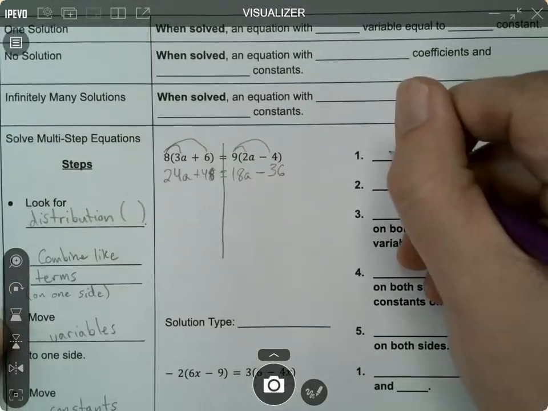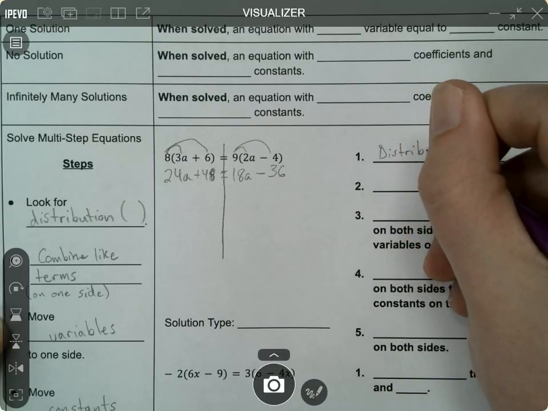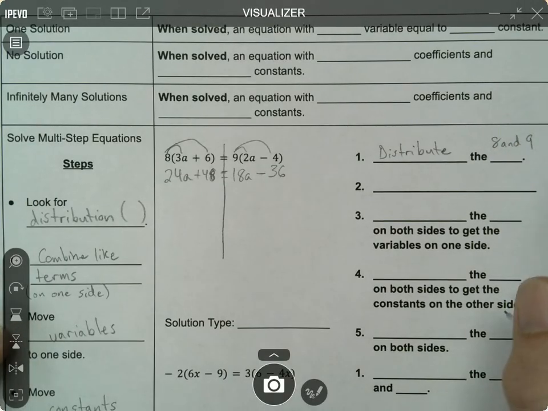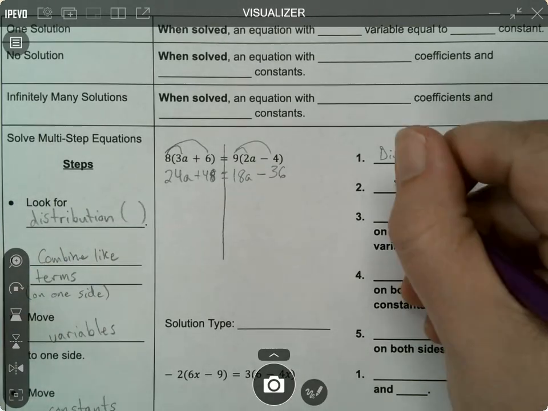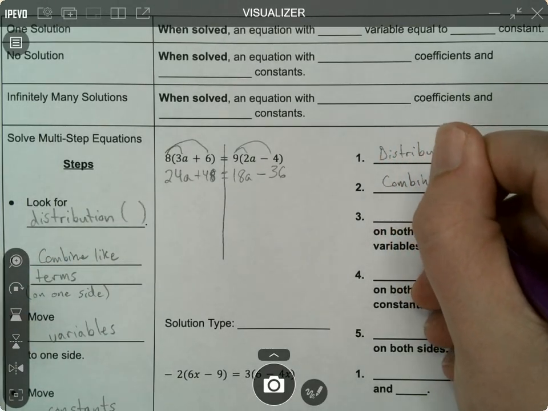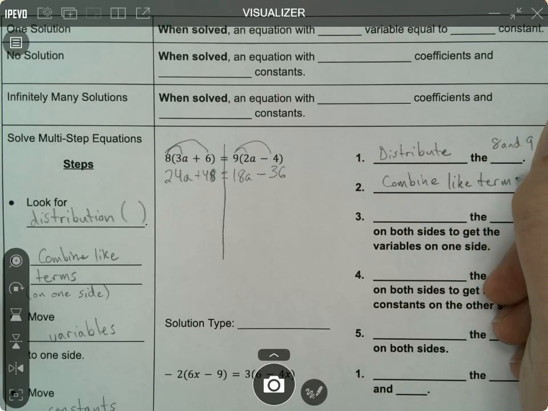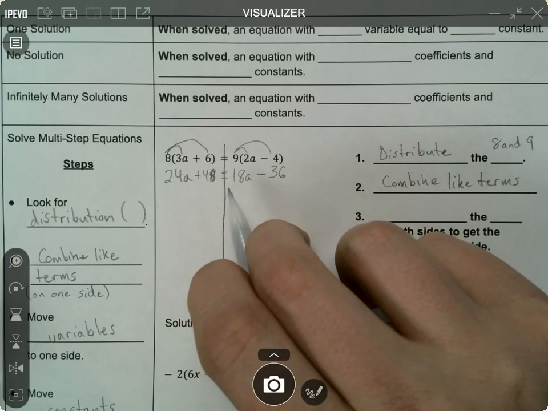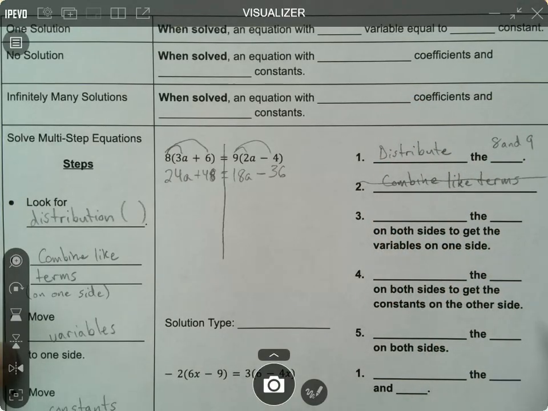So my first step here was distribute. It's actually 8 and 9. After that, I've got combine like terms. Problem is, do I have any like terms to combine? No, right? Because this has a variable of a, this does not have a variable, this has a variable of a, this does not. So that step is not going to be used.